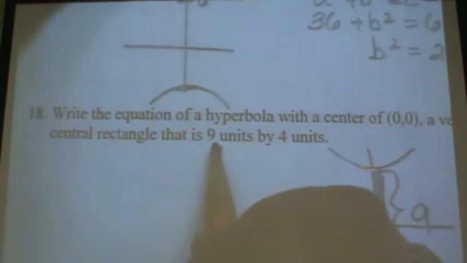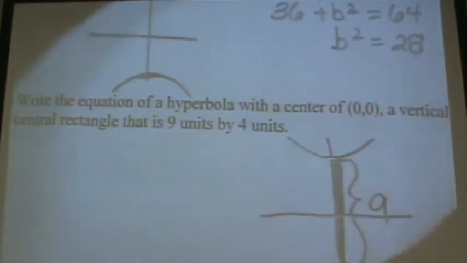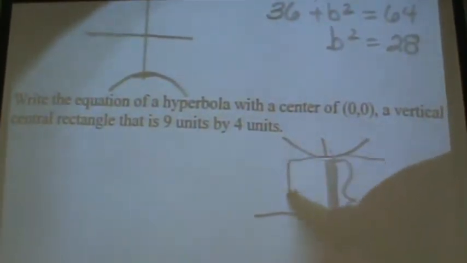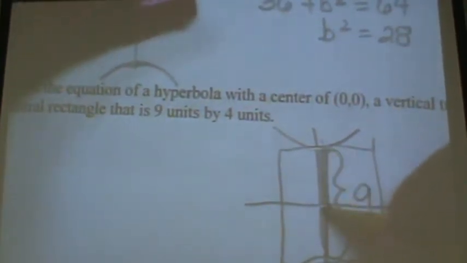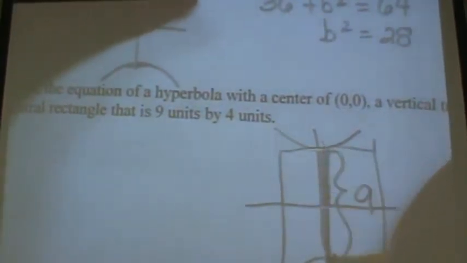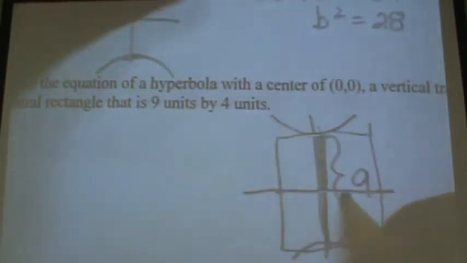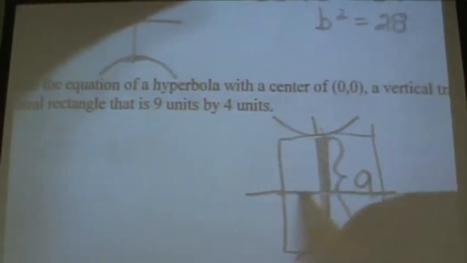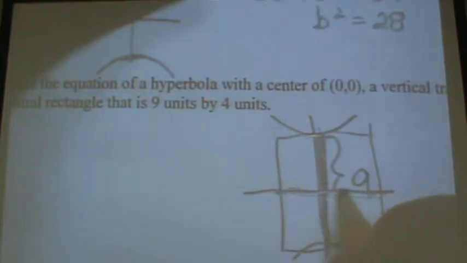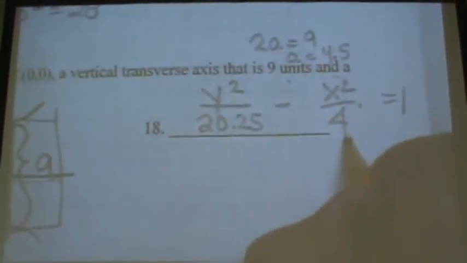And it says it has a central rectangle that's 9 by 4. So this is 4.5, 4.5, and this is 4 units, so what's b? If this is 4 units long, what's b? 2. So you should have a 4 in there. Okay, last set.